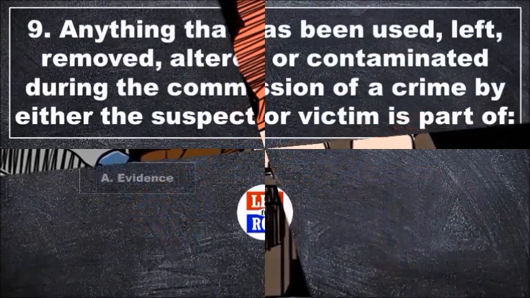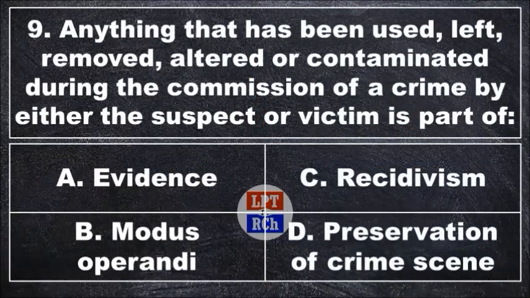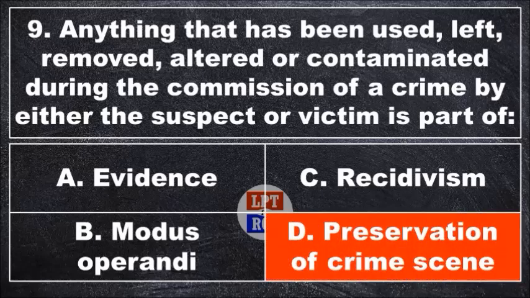9. Anything that has been used, left, removed, altered or contaminated during the commission of a crime by either the suspect or victim is part of A. Evidence. B. Modus operandi. C. Recidivism. Or D. Preservation of crime scene. The best answer is D. Preservation of crime scene. Everything in place wherein a crime is committed or all included in the crime scene investigation. Thus, no one, except for the police officer and the forensic team, are allowed to touch anything in the crime scene.